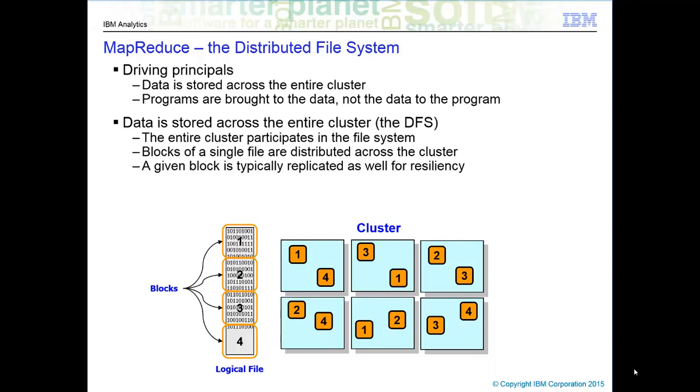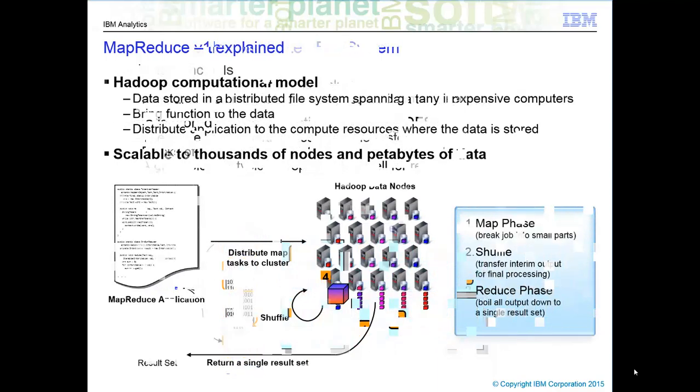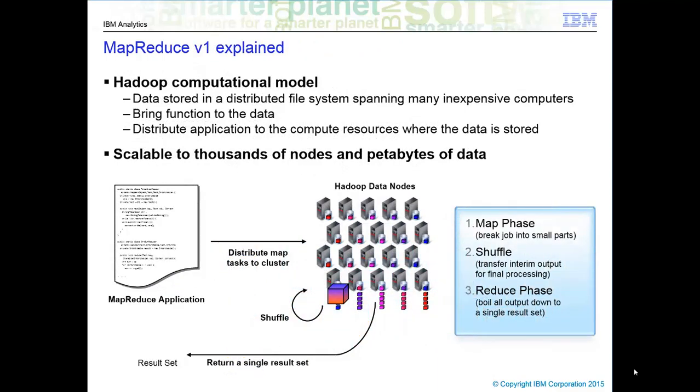Adding more nodes to the cluster instantly adds capacity to the file system, and as we shall see in the next slide, automatically increases the available processing power and parallelism. MapReduce is a software framework originally introduced by Google to support distributed computing on large data sets held on a cluster of computers.